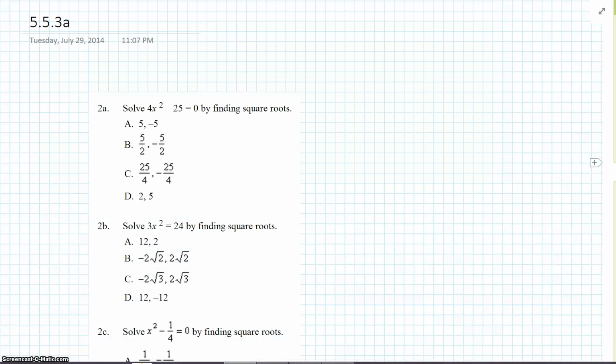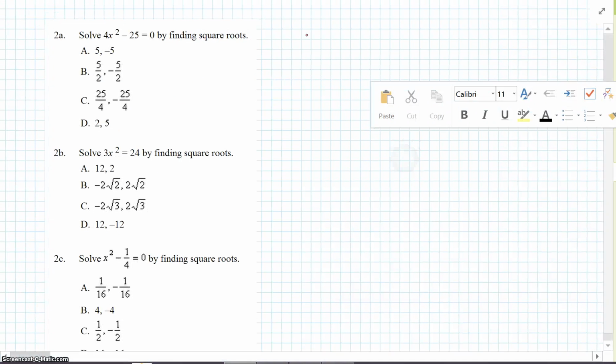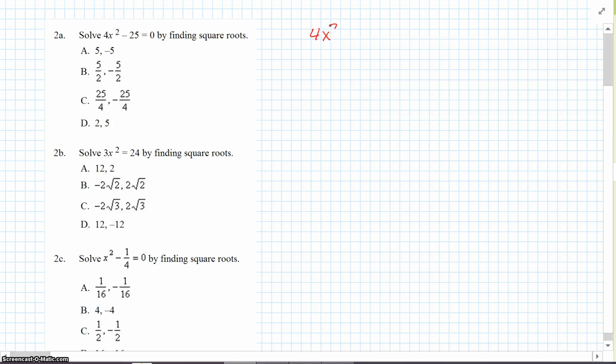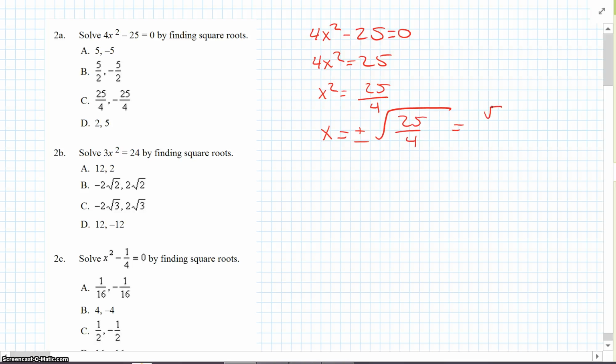All right, next example. Step 1, notice it's a perfect square with one term, so rewrite it as 4x squared equals 25. Divide each side by 4, so x squared equals 25 over 4. Square root it, so x equals plus or minus the square root of 25 over 4, which would be the square root of 25 over the square root of 4. So x is going to equal plus or minus 5/2.